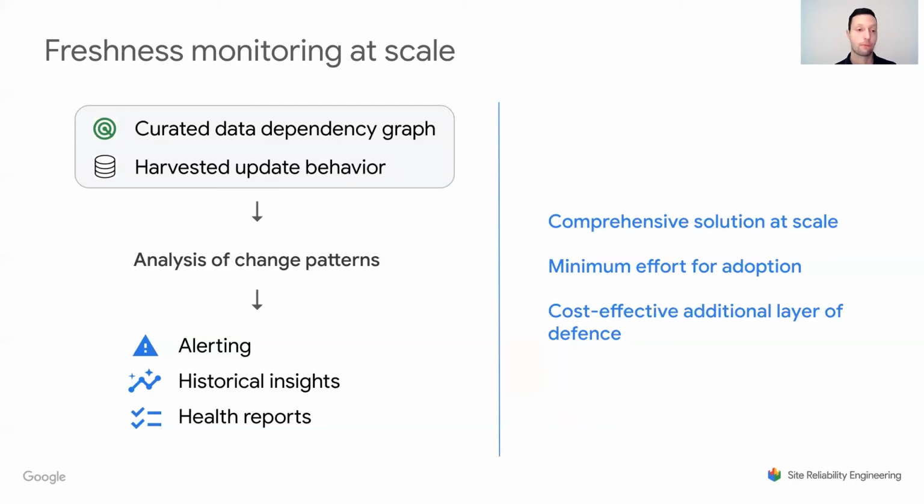So we successfully blended the curated data dependency graph and harvested change patterns of change metadata of datasets, how they change over time, how their age, size, and other metadata change over time, for our internal monitoring solution. And by applying analysis of change patterns, we provided several interfaces to detect slow bleeds, which are alerting, historical insights in the form of age graphs and change patterns, and health reports to keep track of the whole picture.